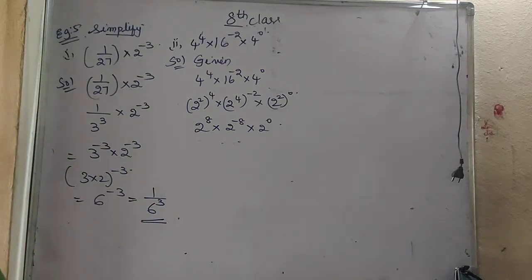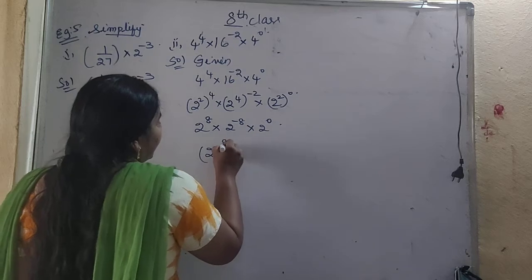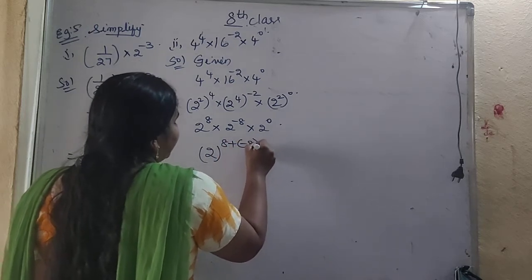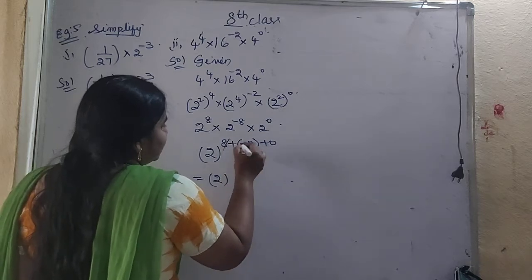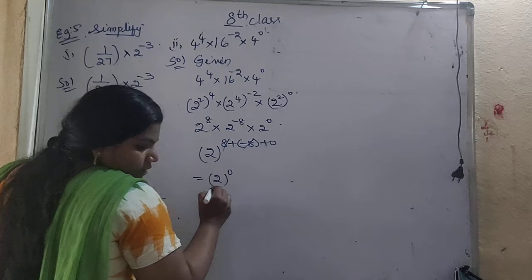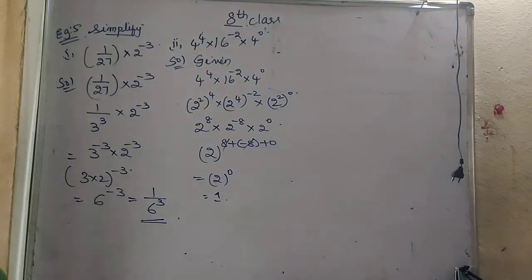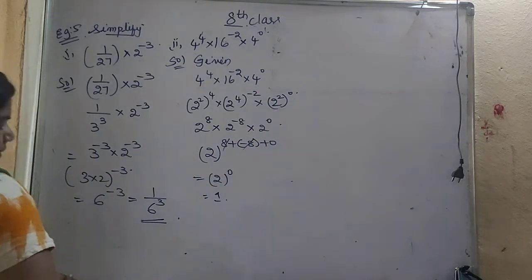Okay, now all the bases are equal, we can add the powers. So 2^(8 plus minus 8 plus 0). So plus 8 minus 8 will get cancelled. So it will be 2^0. So the answer will be 1. So what is the answer here? The answer is 1 in this case. So this is our example number 5. Next is example number 6.